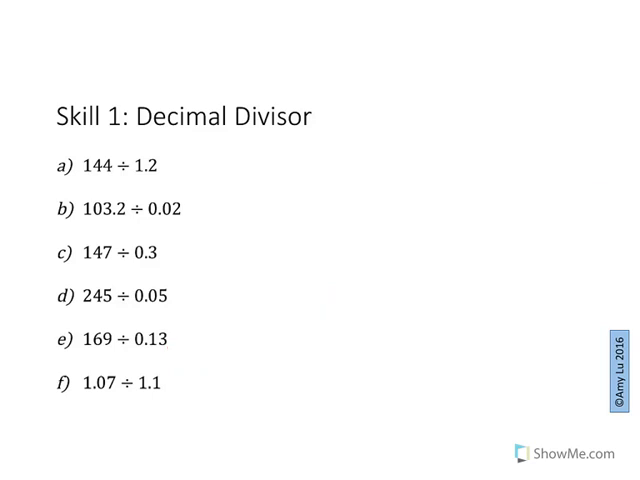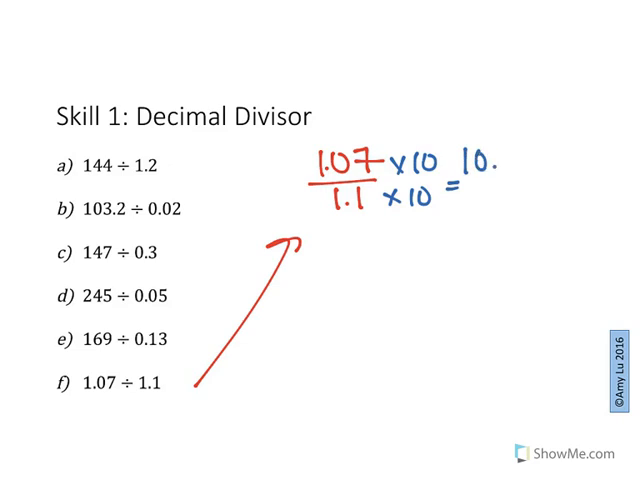And then finally the last problem, 1.07 divided by 1.1. Multiply top and bottom by 10, so it becomes 10.7 divided by 11. Now remember, if you have a decimal in your dividend, it doesn't matter. It matters more when we have it in our divisor. So we just go 10.7 divided by 11.